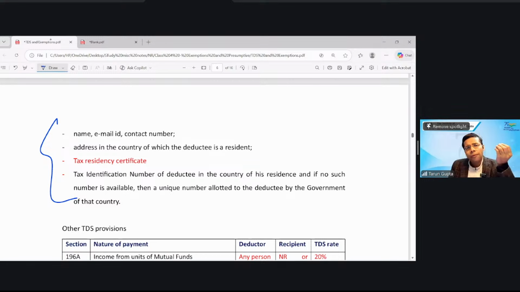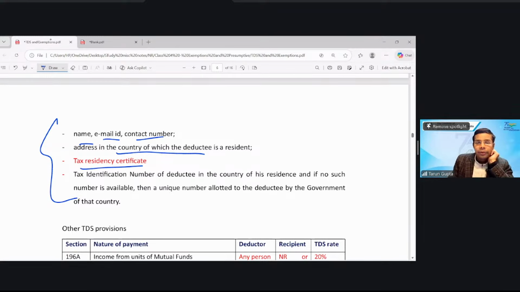See, what is the PAN required for? PAN is required for identification. So these 4 pieces of information identify the non-resident so that if in future the government has to collect tax from the non-resident, it can collect. It can catch hold of the non-resident. So it's actually the address of the non-resident for the Indian government. What is the non-resident required to provide? Name, email ID, and contact number. Address in the country in which he is resident.